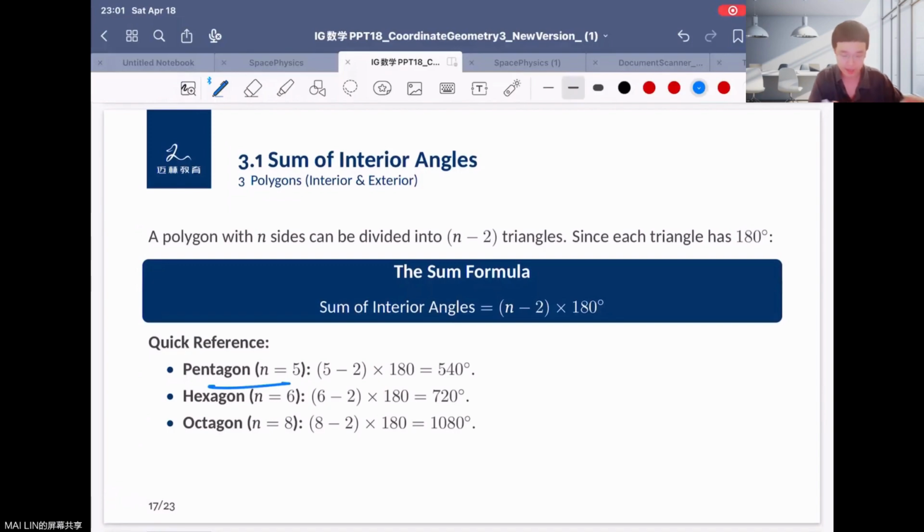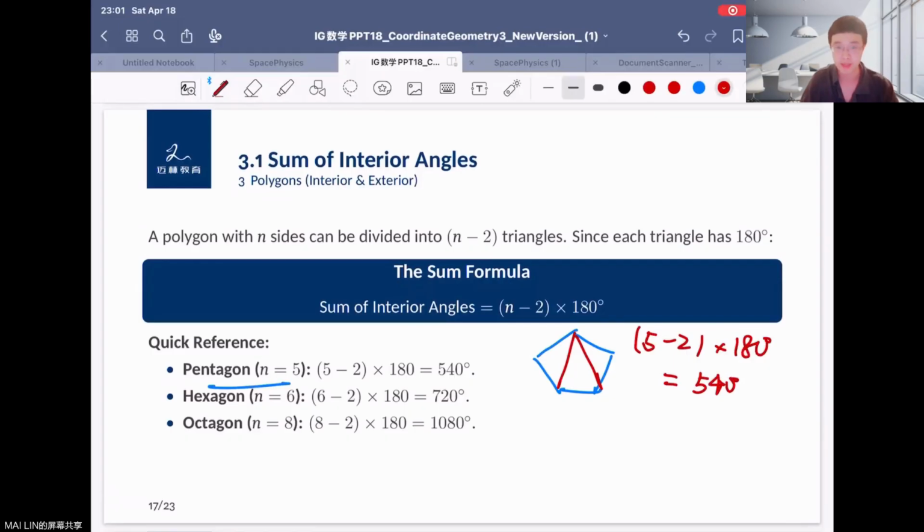So why is that? After drawing the pentagon, you can use two diagonal lines to divide it into three triangles. In each triangle, the total interior angle is 180 degrees. So we can set that as 5 minus 2, there are three triangles, times 180 degrees. That is 540 degrees, okay?